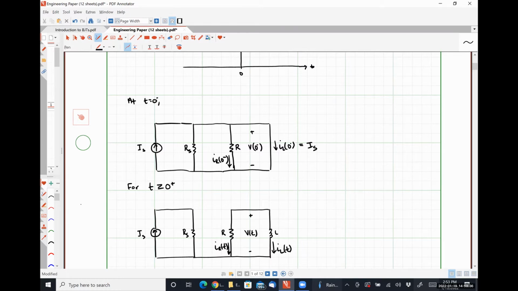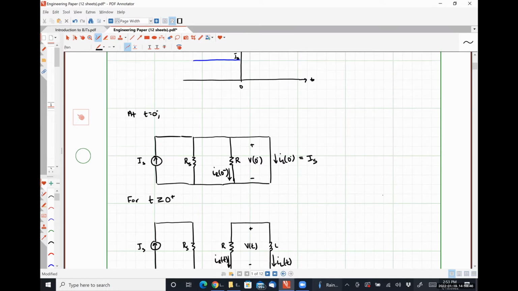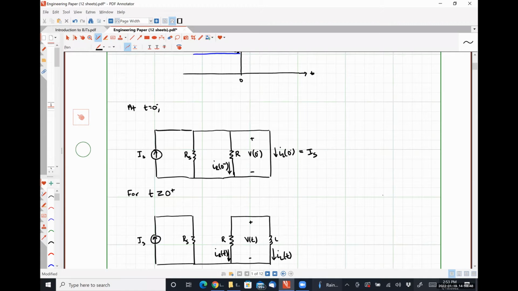Transient condition literally just means seeing what's going on while our circuit is in a state of transition. So if our inductor current was non-zero at t is equal to 0 minus, what does the inductor current have to be at the instant in time t is equal to 0 plus, the instant after the switch changes states?